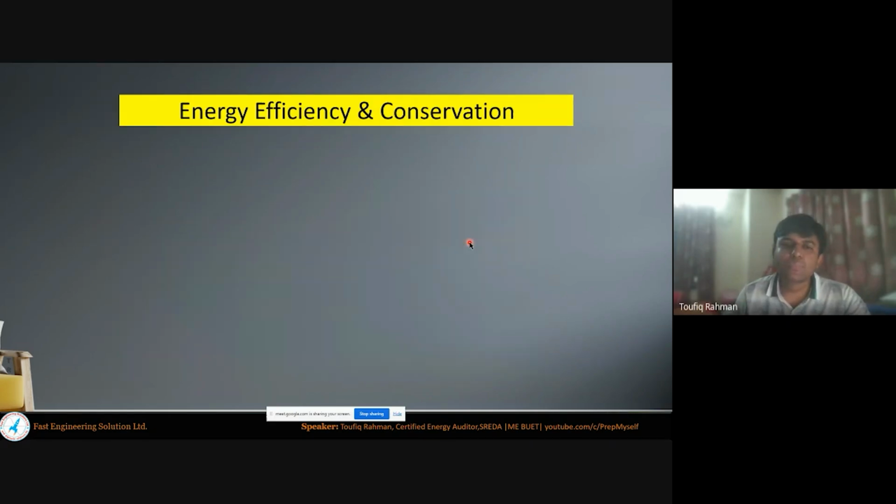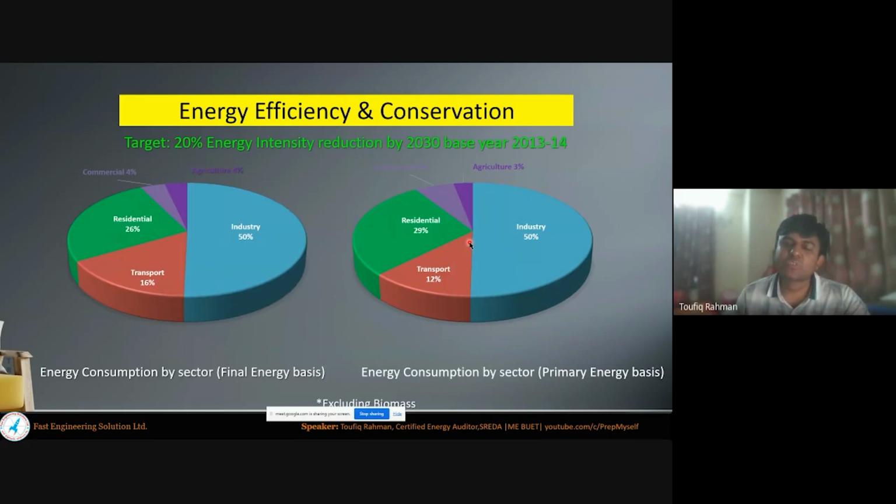I know every country has the same situation we have now. In Bangladesh, Mr. Kamal has said that energy efficiency and conservation is the priority right now, because energy prices are out of reach for most people. So Bangladesh targeted to reduce energy intensity by 20% by 2030. So this is the situation.